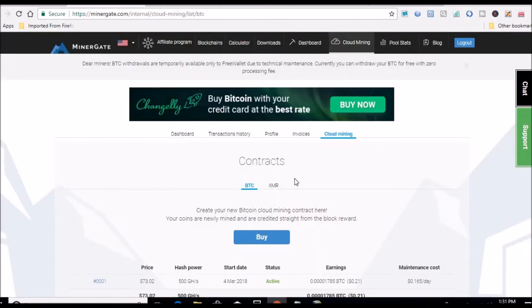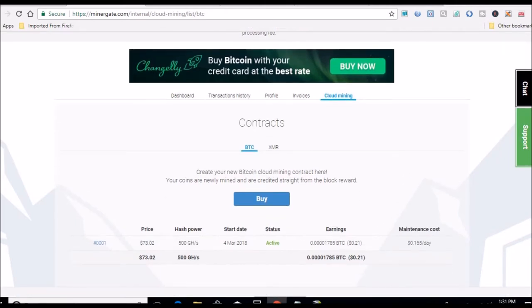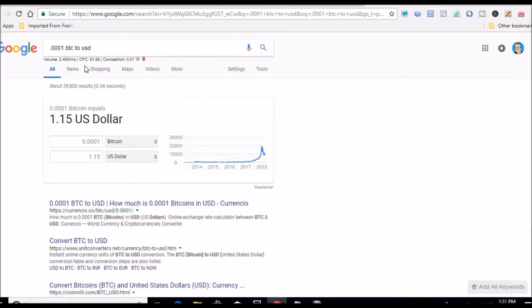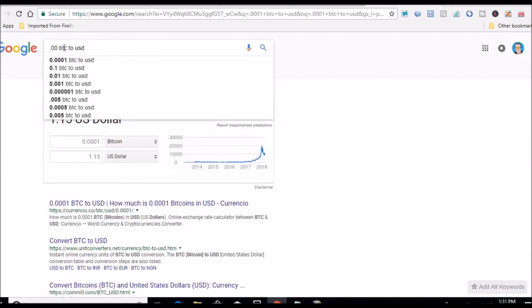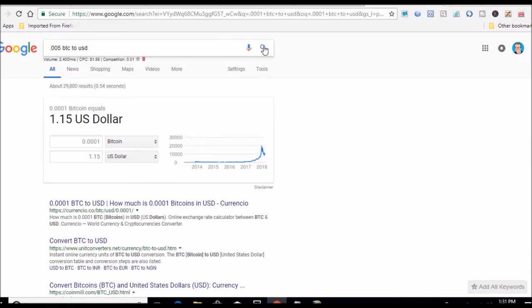But so far, it's cheaper than Hashflare. It's about the same maintenance fees. It's a lifetime contract. And it's a much lower payout threshold than Hashflare, which I think is like 0.005, if I'm not mistaken. Let me look that up real quick. It was a couple hundred dollars. Let me see what that was, if I remember it right.